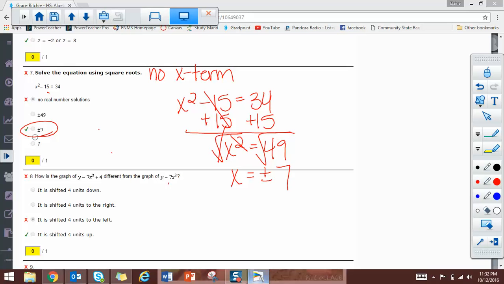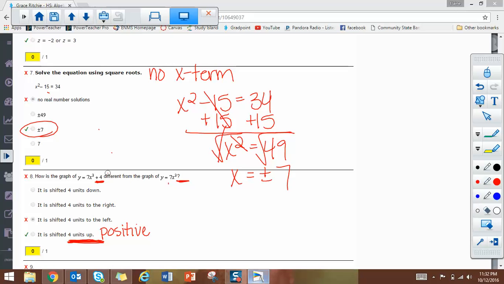Number 8 asks how the graphs are different. So you'll notice in the equation the difference is the plus 4 that's back here and no plus 4 behind this one. And what you need to remember is that when there's a number added to the back behind the x squared term, it's going to shift things up and down. So up because it's positive. If it were, let's say, minus 4, then it would have shifted it down.